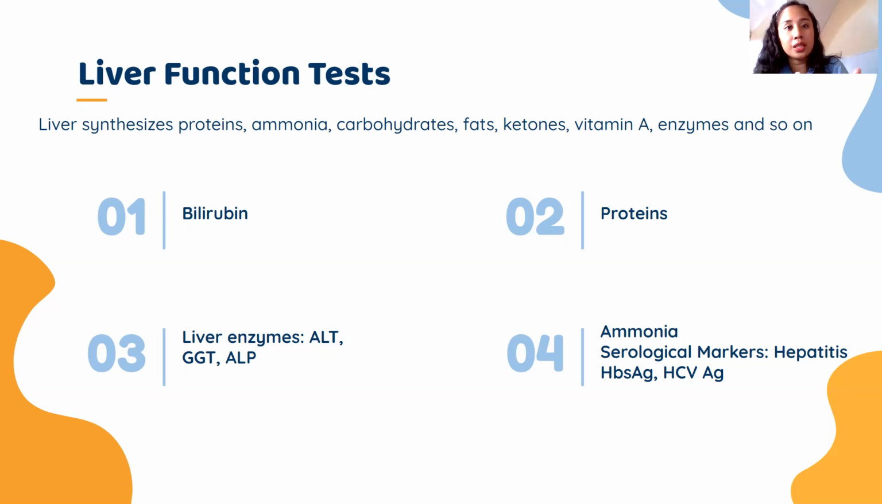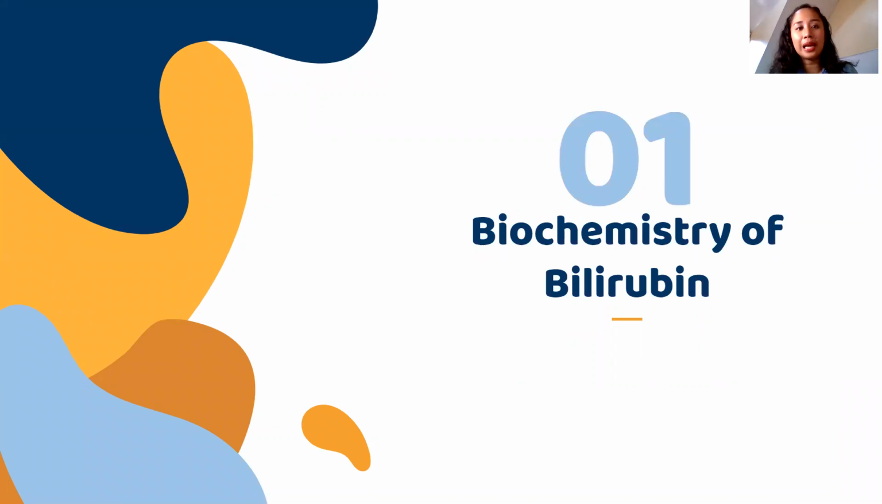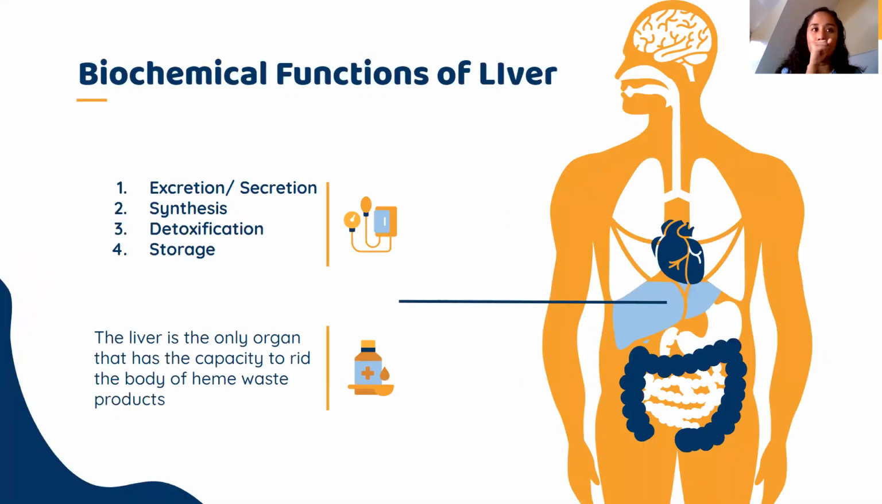So it's the largest internal organ. And class, liver synthesizes proteins, ammonia, carbohydrates, fat, ketones, and vitamin A. So class, if you remember, decrease in proteins could be pointed out to severe liver disease. Pero talagang one of the most important analytes for assessing the health of your liver is your bilirubin. What is bilirubin?